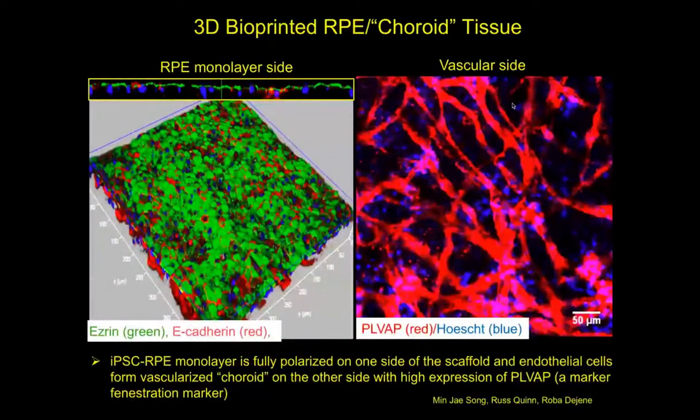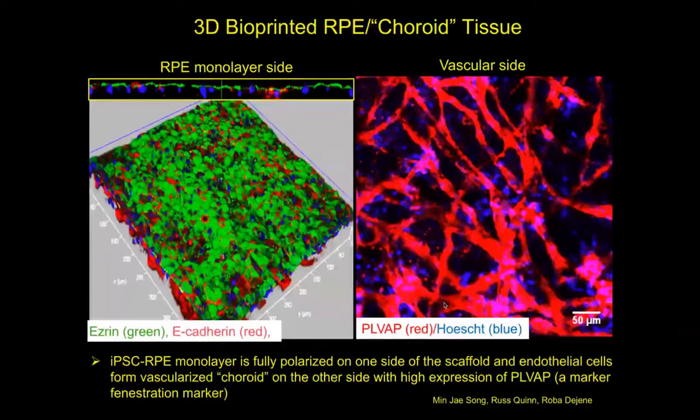So the tissue combined together looks similar to this. Here is the RPE monolayer side on the left, labeled for the apical process marker ezrin in green, that shows you how polarized the cells are, and E-cadherin in red, which labels the tight junctions between neighboring cells, showing you that cells are confluent and electrically tight. And then on the bottom panel, you see a very dense vascular network labeled here with the fenestration marker PLVAP. That fenestration marker staining was interesting.